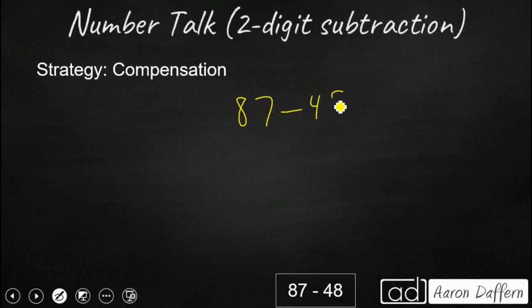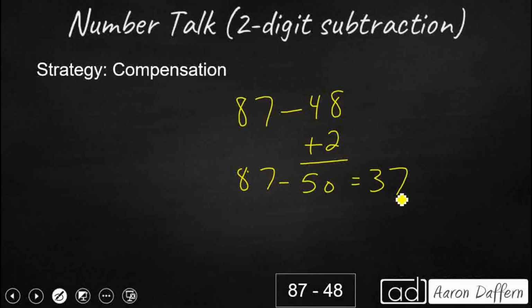We could also use a strategy called compensation. What we do with compensation is we take our subtrahend and we change it up to the next closest 10. So that's what we've already done. We already added a plus 2 to get up to 50. And then we subtract this. Look how much easier it is to subtract 87 minus 50. There's no regrouping necessary. I'm really just subtracting the tens place. So that's going to be 37.